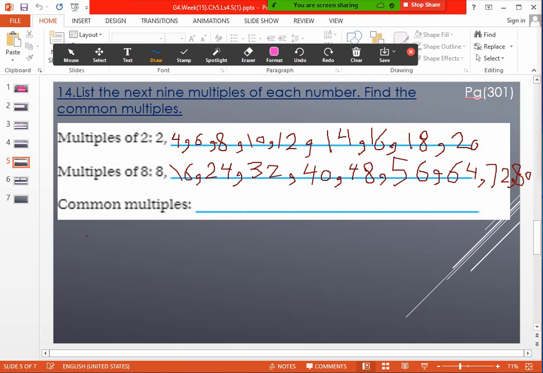Okay, I think this is Lana. Lana, yes, very good. I have 16 here and 16 here. Another common multiples also. No, I don't have 14 here. I don't have 14 in 8.